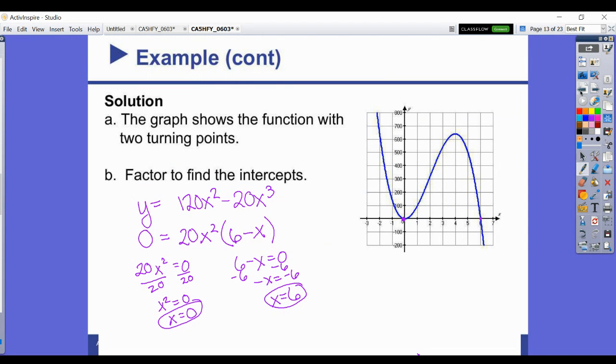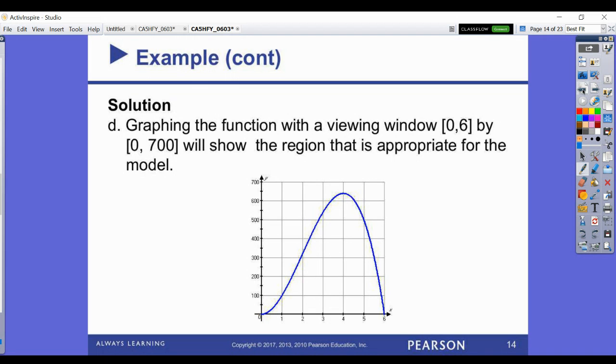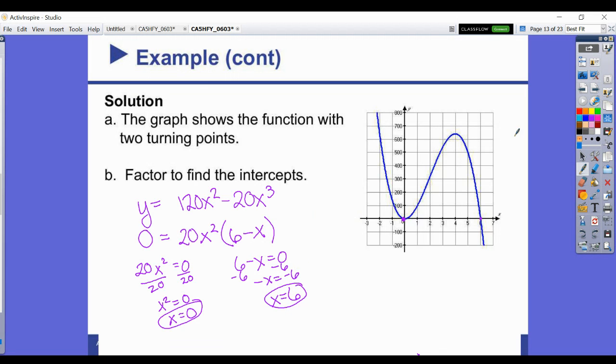So let's go on to the next question. What is it telling us to do? What non-negative values of x will give positive photosynthesis? Well, we pretty much just figured that out. We need x to be between 0 and 6. If we go past 6, then we're going to get negative output, which is our photosynthesis. So for part C, we want our x values to be between 0 and 6.